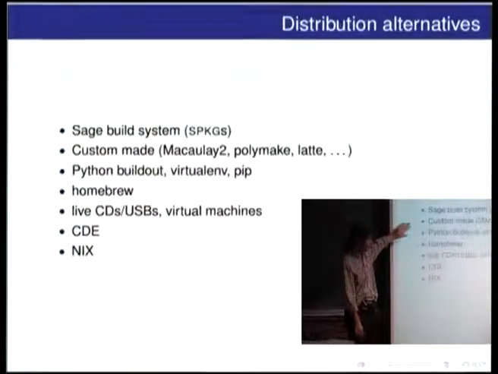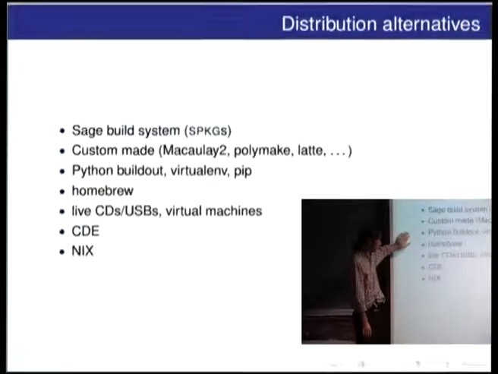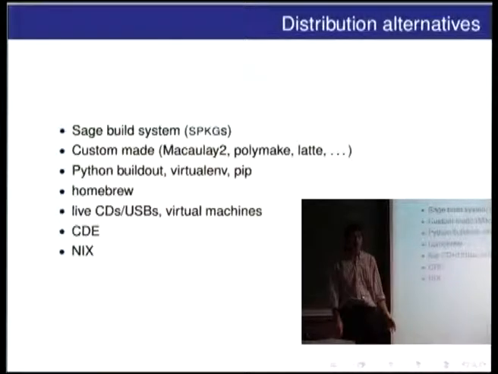And then there are all the custom-made scripts. Python has a lot of distribution options, and there is even ongoing work, and lots of funding actually, to solve this problem in the Python area. There's Homebrew. And of course, a lot of people in the scientific community create live CDs or virtual machines where you can have the software. This is also what Sage does.